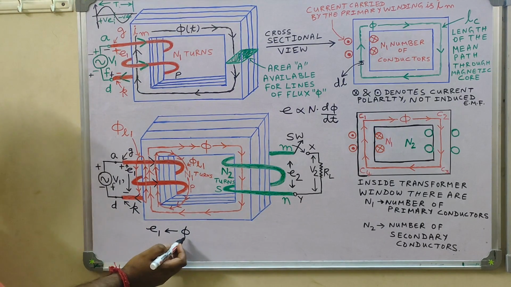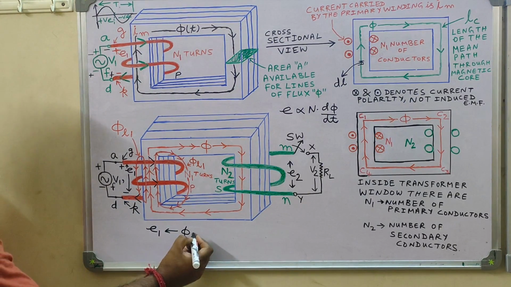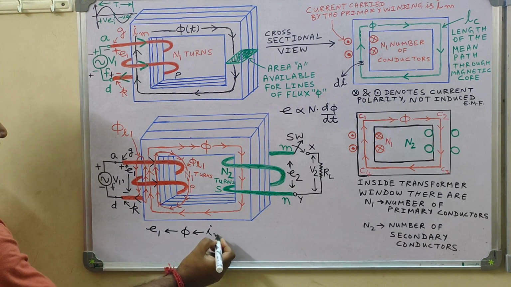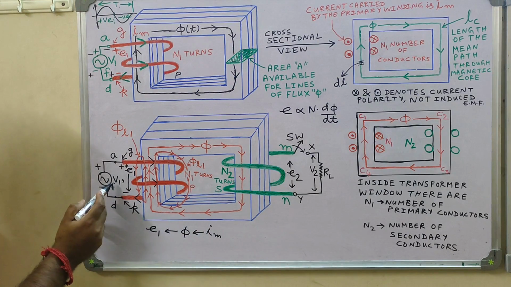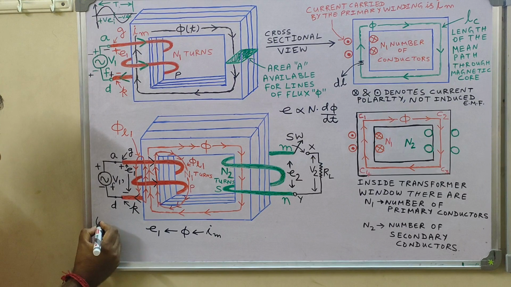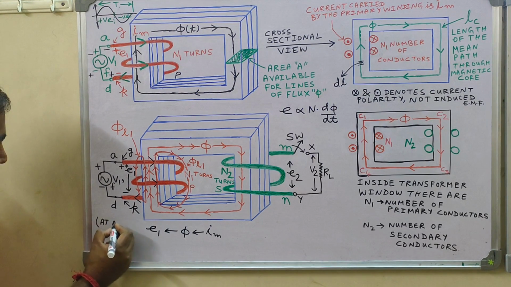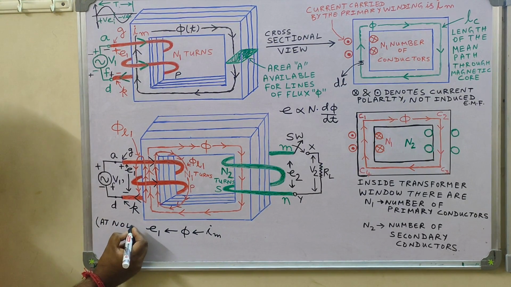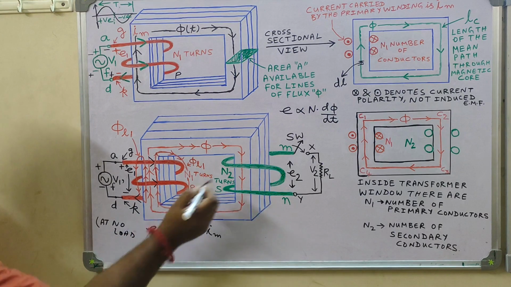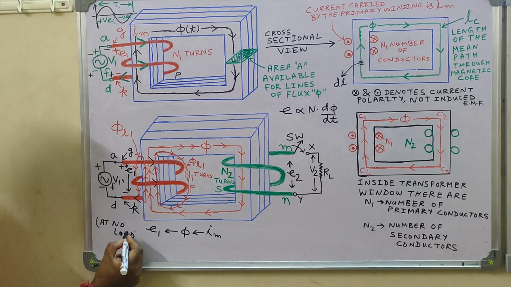Why is there an alternating mutual flux phi? This alternating mutual flux phi is due to the current IM, the magnetizing current IM, which is drawn by the primary coil P. Now remember, I am doing this at no load condition. That means load is not assumed, that means the switch SW is open. So this is for no load condition.